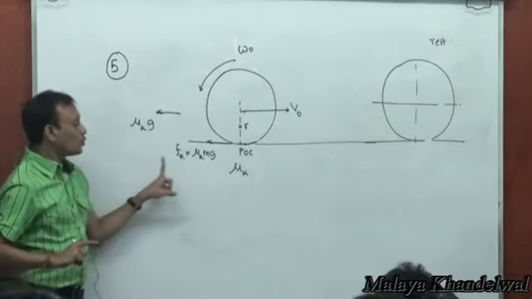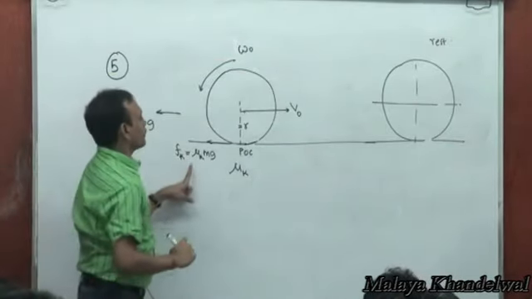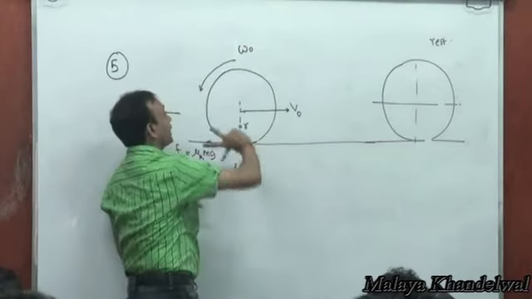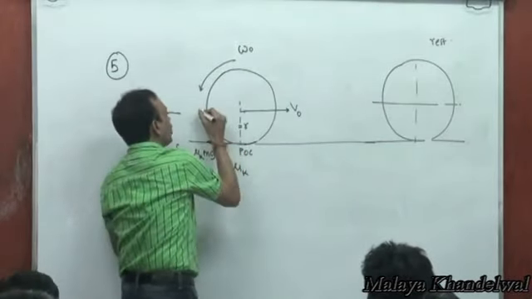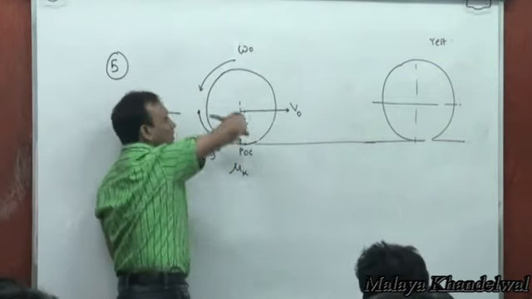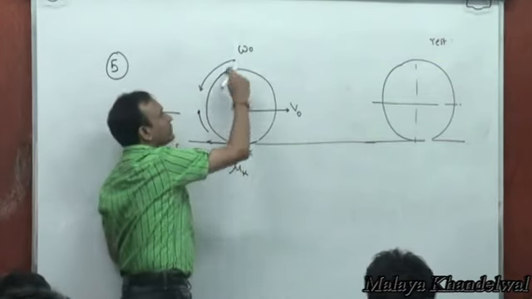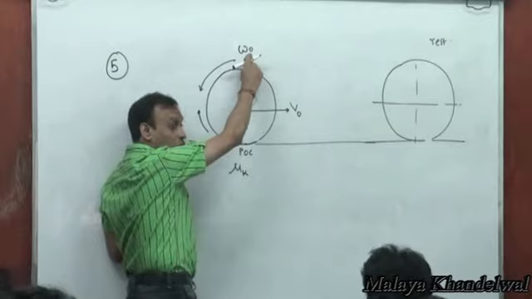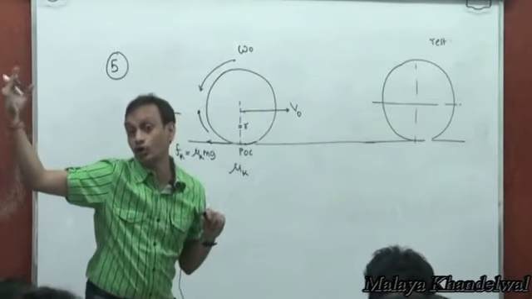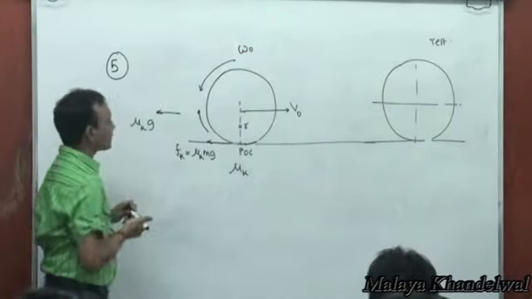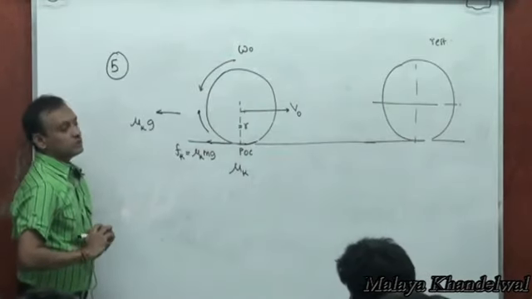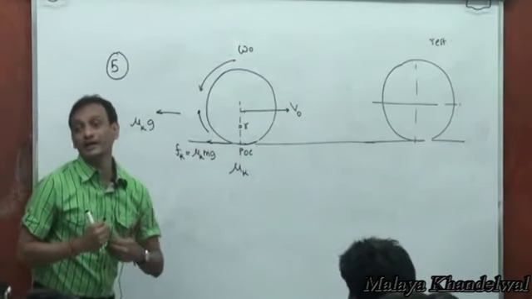Now, what is this Fk doing? It's killing VCM, and it produces a clockwise torque about the center of mass, which opposes this anti-clockwise omega naught. So it's killing omega naught as well. So both VCM and omega naught are getting killed.